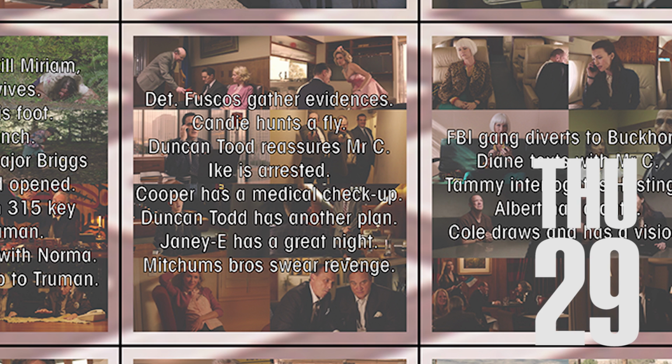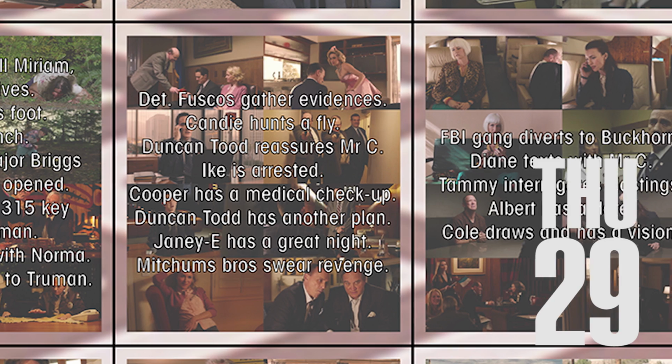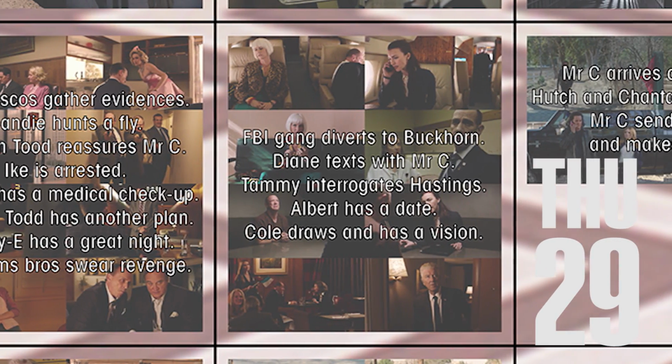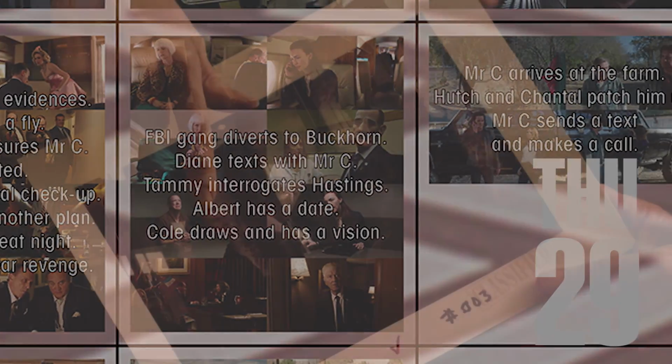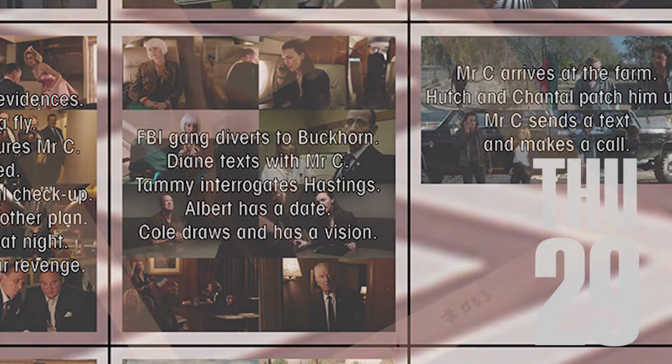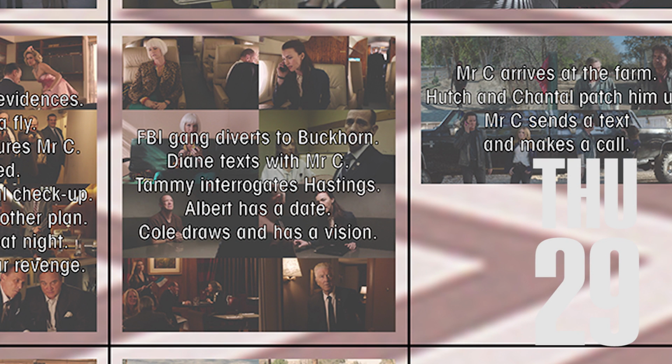Tammy does her interview with Bill Hastings, and we get another reference to this same date, the 29th of September. Albert goes out with Constance. We see Cole drawing in his room, and we see the vision of Laura as Albert comes over to tell him about the text that Diane received.